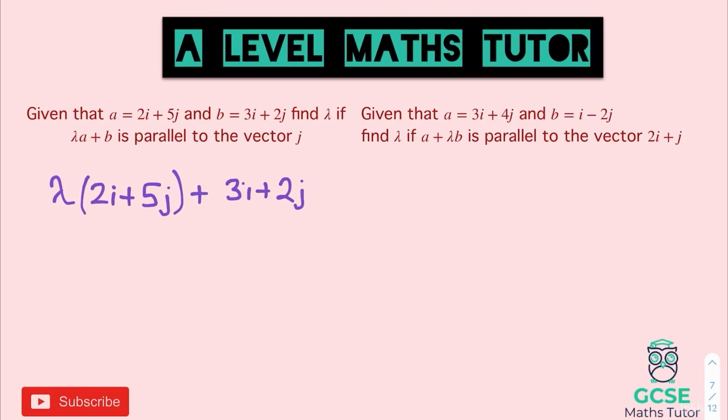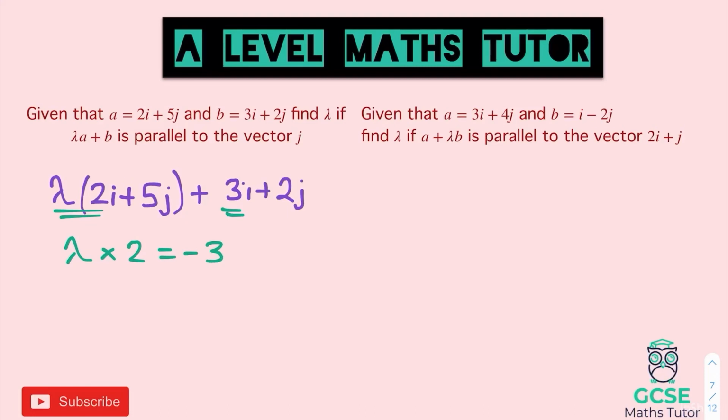Now in this scenario, we just want to be left with a certain coefficient of j, so we want to eliminate the i's. We have the 3i on the right, and lambda lots of 2i. So whatever lambda is, when we times it by 2, it's going to have to equal negative 3, otherwise it's not going to eliminate the i's. So lambda multiplied by 2, the coefficient of i, has got to be equal to negative 3 in order to eliminate those.